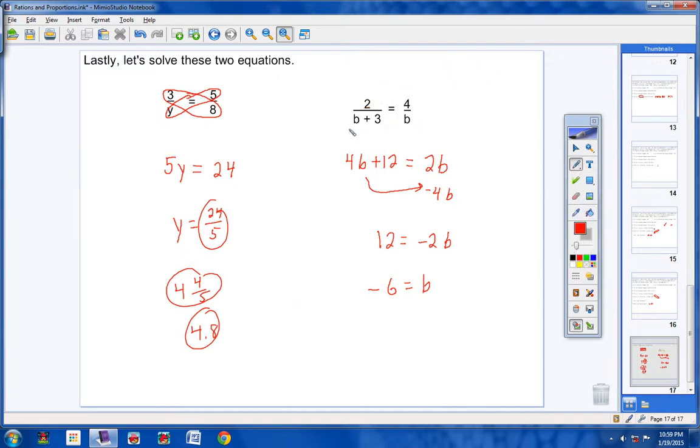Okay, and by the way, students, if you want to check that real quick, let's see if you're right, okay? Let's put negative 6 in for b. And let's put negative 6 in for b, okay? And let's see what we get, alright? 2 over negative 6 plus 3 would be negative 3. That's a true statement, guys. If you reduce 4 over 6, you get 2 over 3. So this is the correct answer.